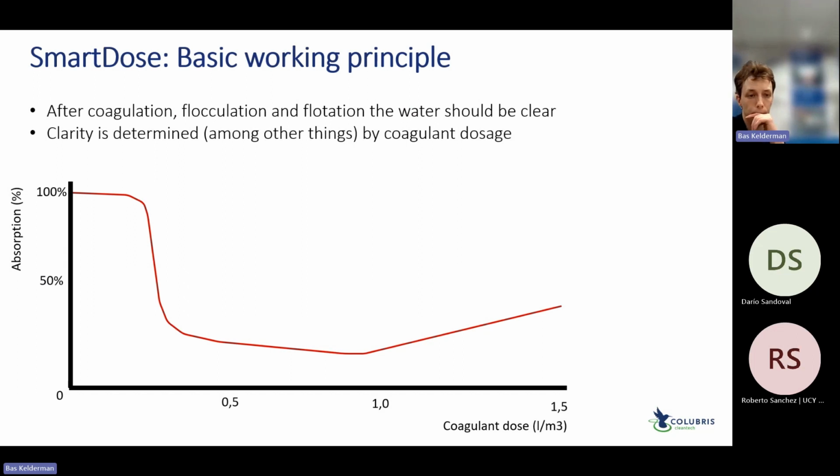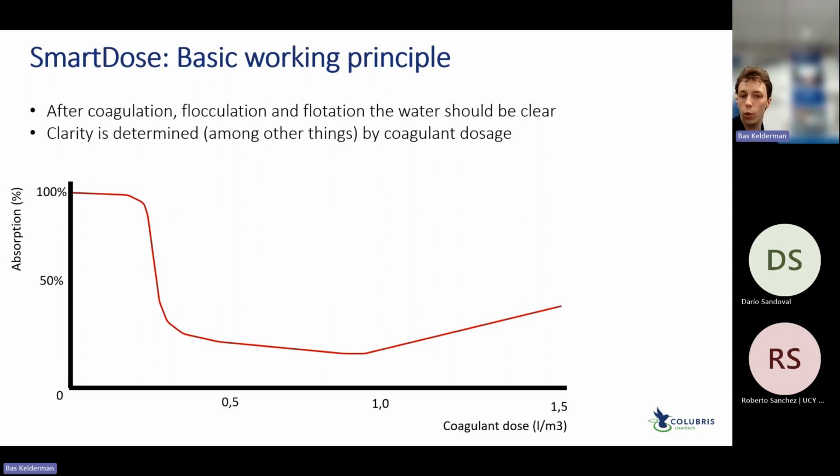Now, the tricky thing is, how do I translate that to my desired dosage? Well, the only thing that I know is that if I vary my dosage, I'm going to get a graph of absorption that looks a little bit something like this. So at some point, if I'm not dosing any coagulant, my water is just going to be completely turbid, right? It's full of suspended particles. I can shine as much light as I want. I'm not going to measure anything on the other side. Then there comes a point by, let's say, 0.5 liters per cubic meter, where suddenly coagulation is working quite nicely, and I start seeing clear water. So very quickly, you see a sharp drop in how much of the light is absorbed by the water.